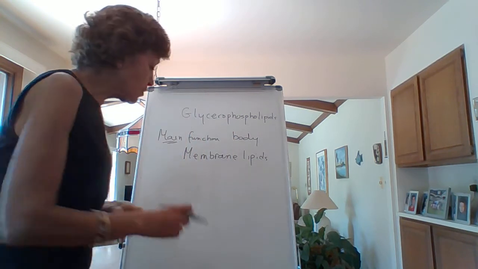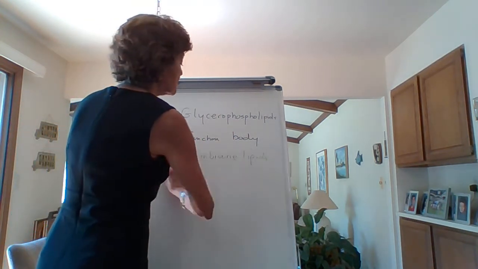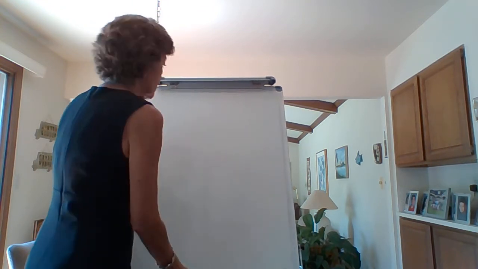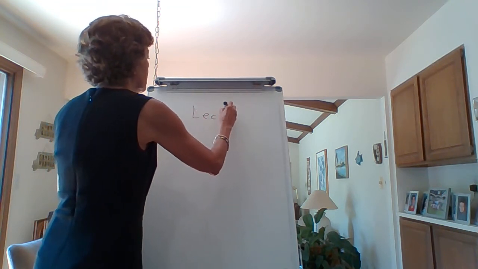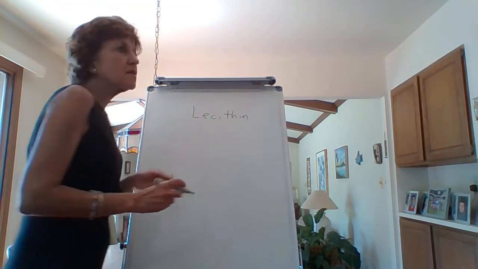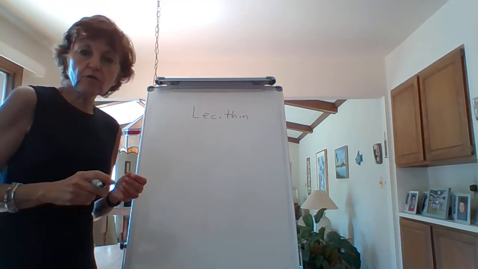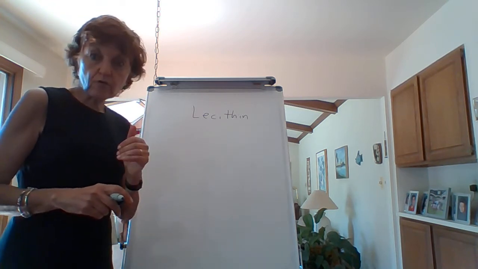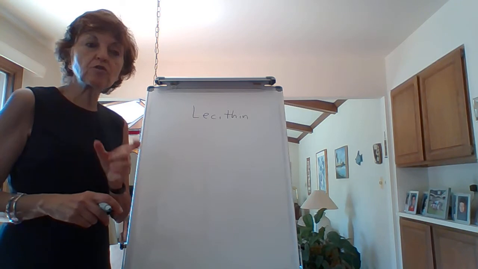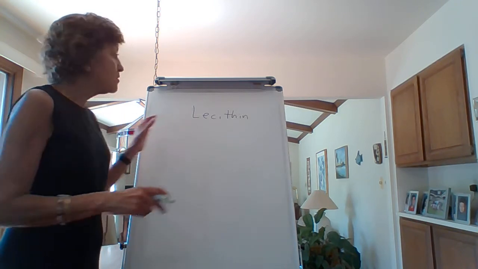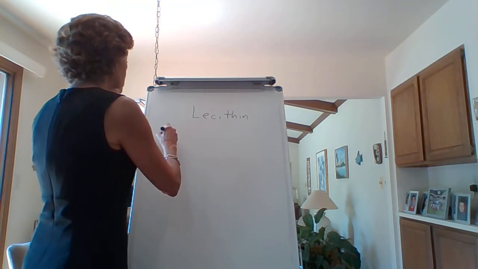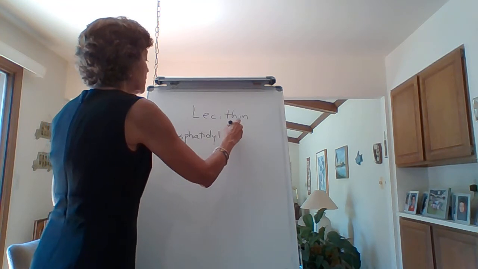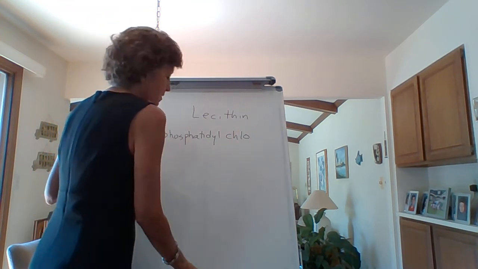Okay, so structure-wise, I'm going to focus on one specific phospholipid, which is lecithin. All right, let's focus on lecithin. Lecithin is a phospholipid that has glycerol, two fatty acids, a phosphate group or phosphoric acid group, and then it's hooked up to something called choline. So another name for lecithin is phosphatidylcholine.